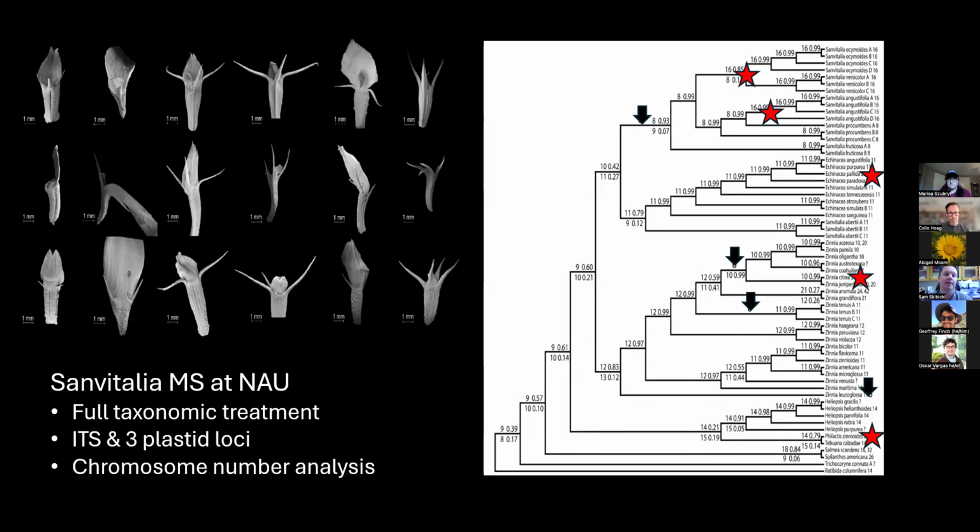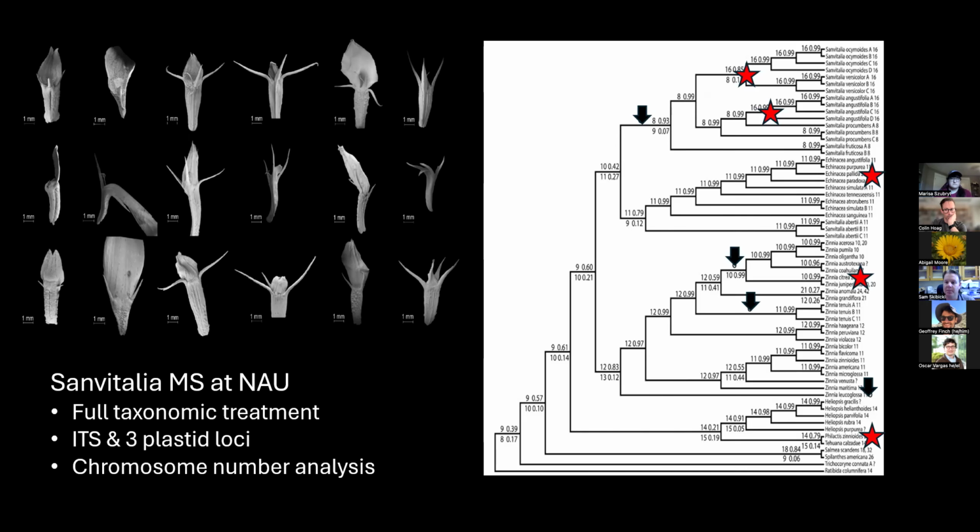It started with my master's work at Northern Arizona on San Vitalia, a member of the Xeniinae. So this was a really good master-sized project, and I did a full taxonomic treatment of the 6 species, a quick phylogenetic tree with ITS and 3 plastid loci, and a chromosome number analysis that resulted in some really cool-looking SEMs of the ray cypsele that wound up being diagnostic in my dichotomous key. We also found 4 occurrences of downward disploidy, which you see with the black arrows on the tree on the right, and 5 instances of duplication events. So it's a pretty interesting group.